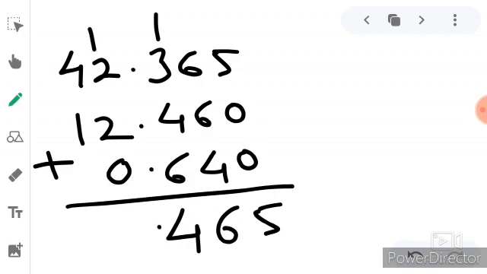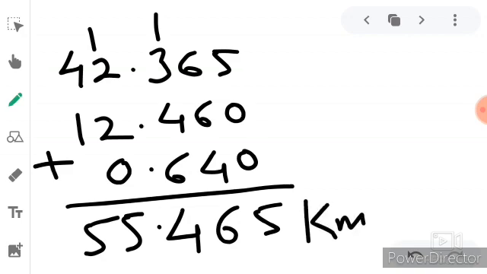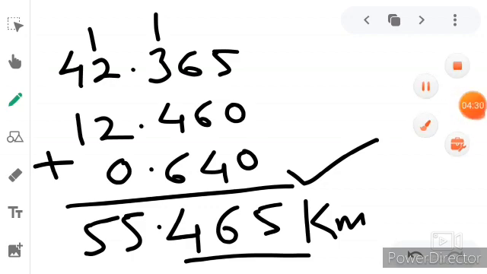Now 1 plus 2 is 3. 3 plus 2 is 5. 5 plus 0 is equal to 5. Then 4 plus 1 is equal to 5. So 55.465 kilometers. So this is our answer. He traveled 55.465 kilometer. Okay, got it?